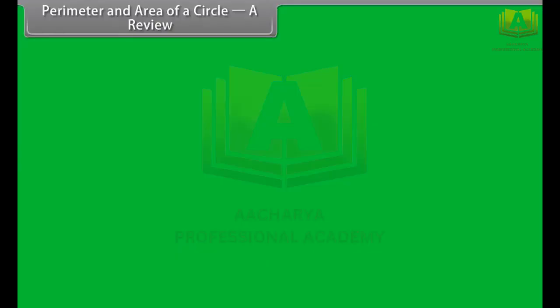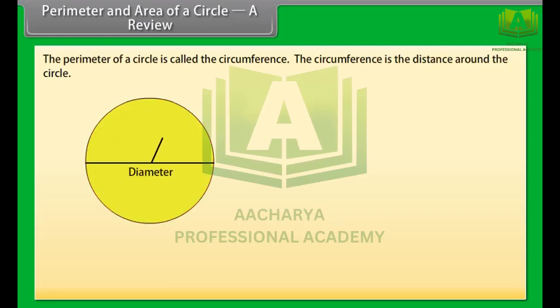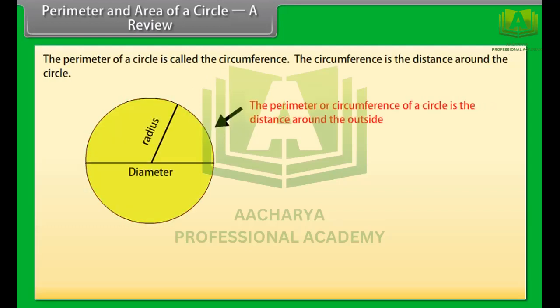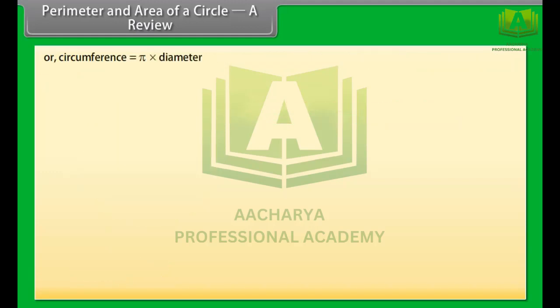A review. The perimeter of a circle is called the circumference. The circumference is the distance around the circle. The ratio of circumference to its diameter is constant. The constant ratio is denoted by pi, or circumference equals pi into diameter, which is equal to pi into 2r, where r is the radius of the circle, which equals 2 pi r.